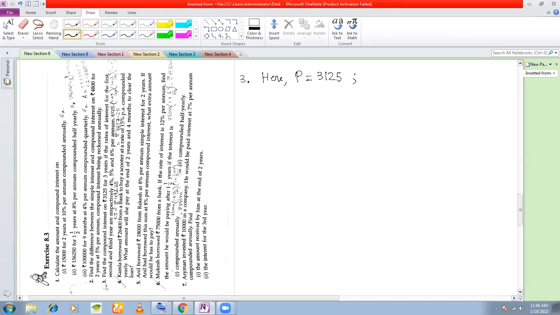Okay. Now the time of investment is 3 years, so that's okay, because the rates are different, so we'll not write n is equal to 3. Okay. And the rates of interest that are given to you are, for the first year, let's write it as R1. The rate of interest is 4%. For the second year, R2, the rate of interest is 5%. And for the third year, the rate of interest is 6%.